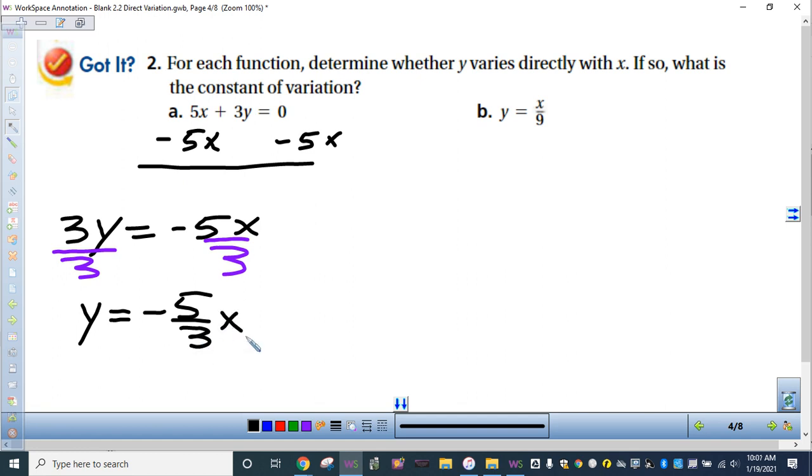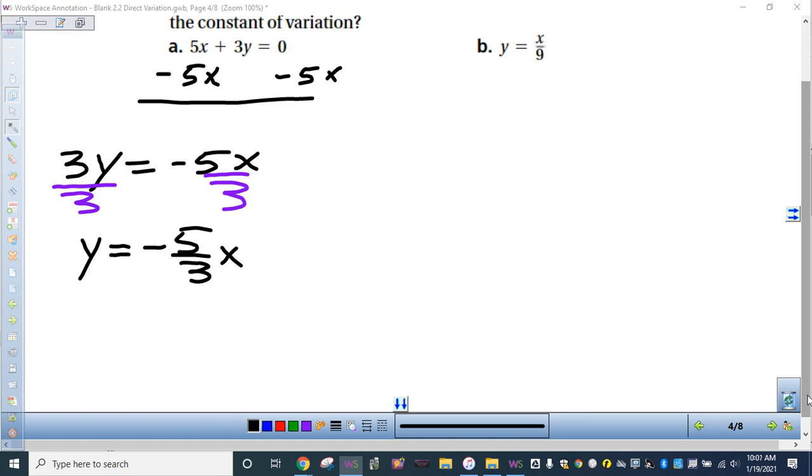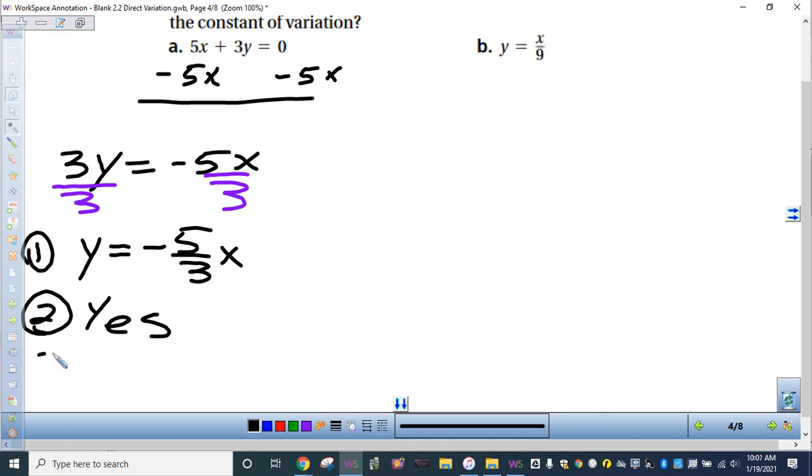So does y vary directly with x? Yes. Here's my direct variation equation. Yes, it does vary. And what's k? K equals negative 5/3. You can write that as a decimal, that's fine too. If it's a fraction you reduce, you got to reduce that fraction.